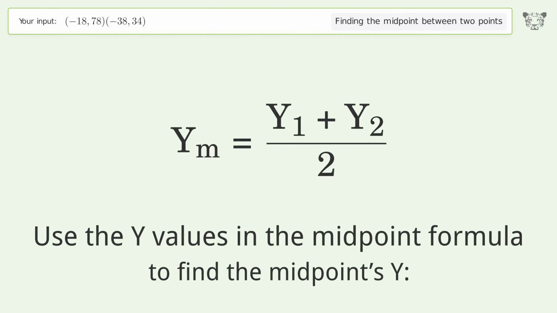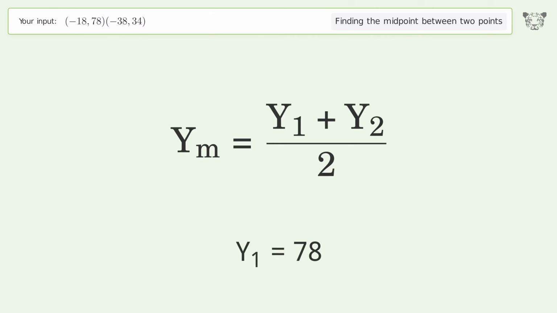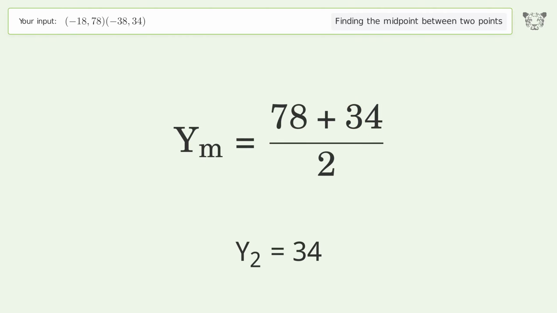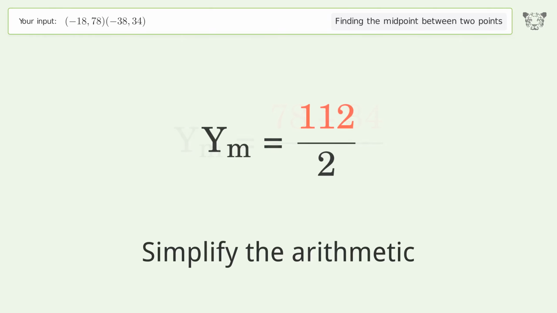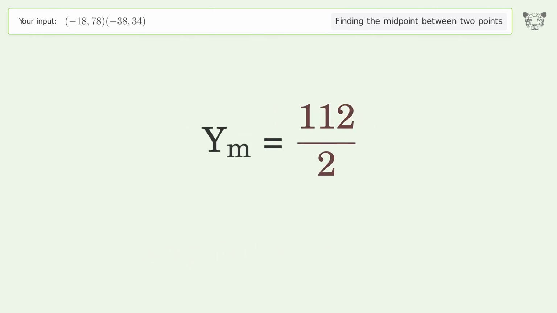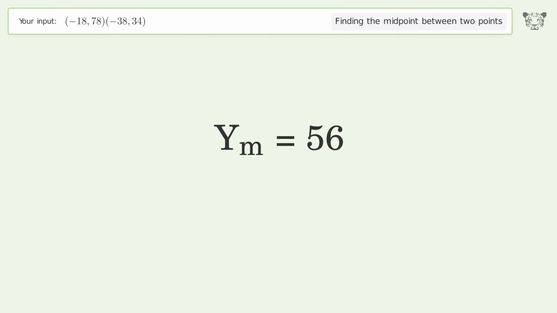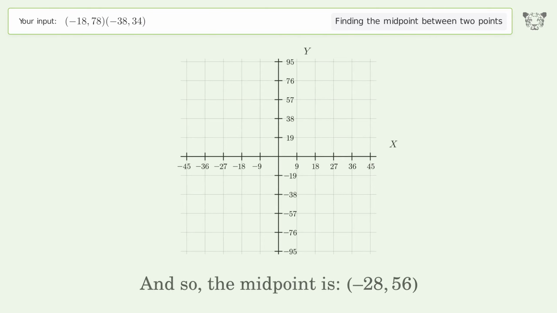Use the y values in the midpoint formula to find the midpoint's y. y1 equals 78. y2 equals 34. Simplify the arithmetic. And so, the midpoint is negative 28, 56.